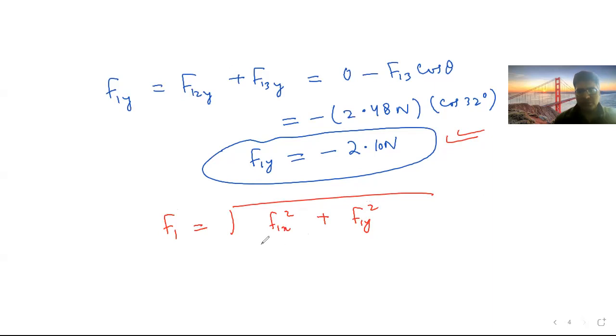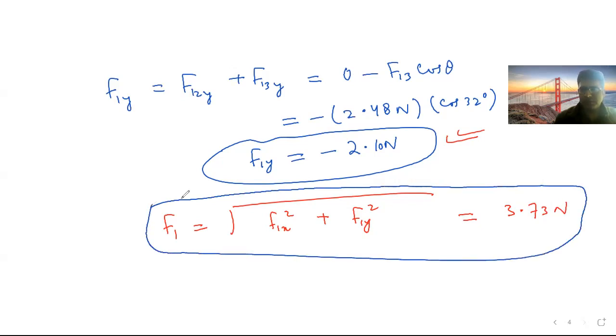The magnitude of F1 is square root of F1x square plus F1y square. When you do that, you can check it. The magnitude of F1 turns out to be 3.73 Newton. Magnitude of F1 is 3.73 Newton. Let me encircle it. We need to check it.